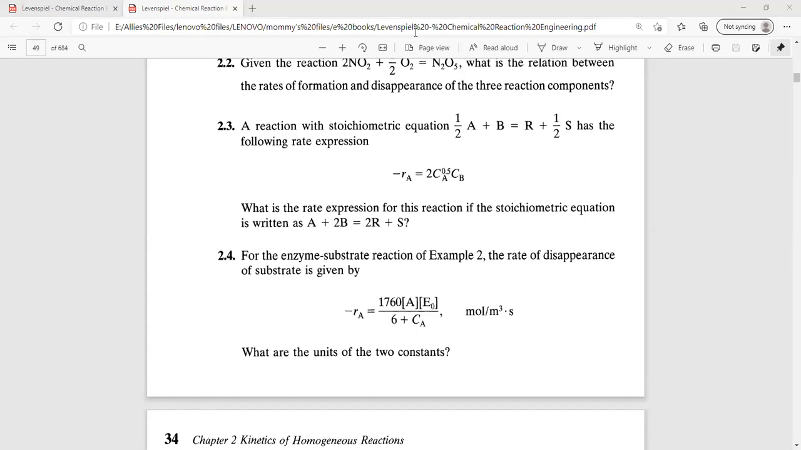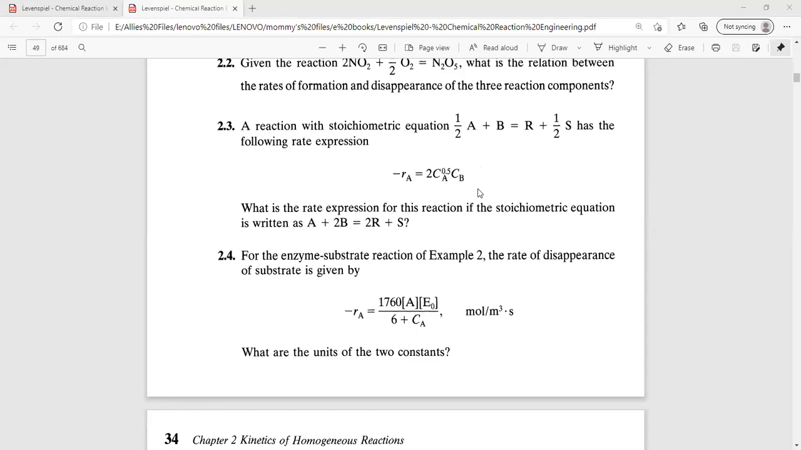Do you agree with Marcel and Joanna that your rate law is still the same? Yes, I do agree that they are the same expressions. So same. Is it the same? Okay. So the three are correct.